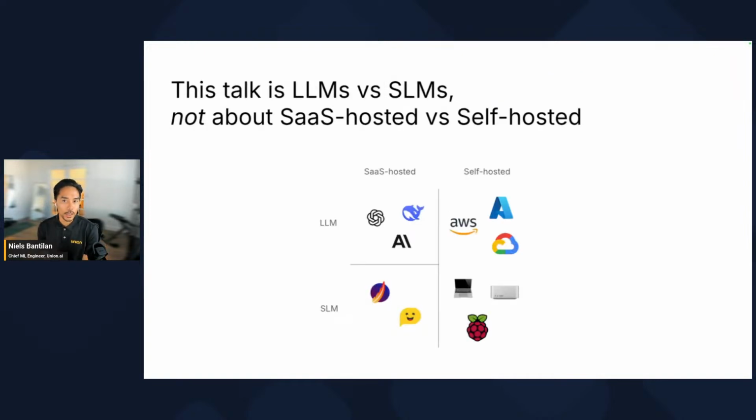And before we go on, I just want to be very clear in this webinar. This is about large language models versus small language models, not SaaS hosted versus self-hosted. To see the difference, on the left-hand side of this graphic you have SaaS hosted large language models through services like OpenAI or Anthropic or DeepSeek, etc. You can also have SaaS hosted SLMs with services like LibreChat and Hugging Chat. These are maybe less popular or less used in production, but they're there for you.